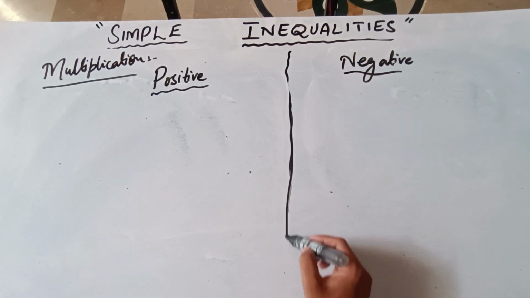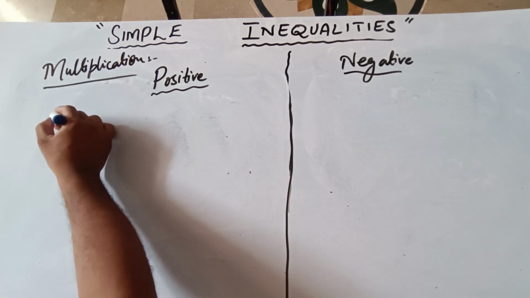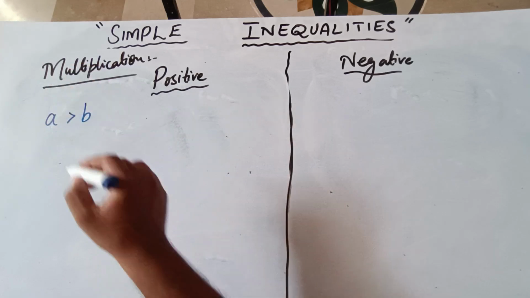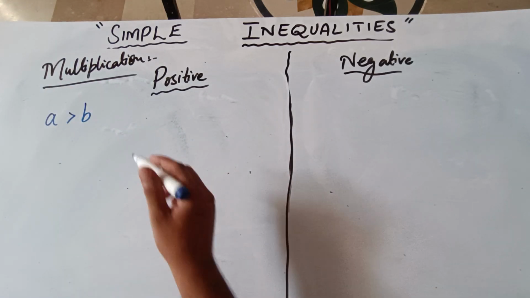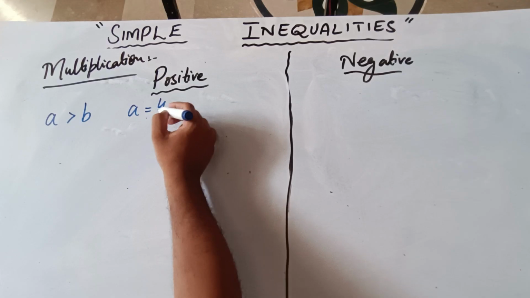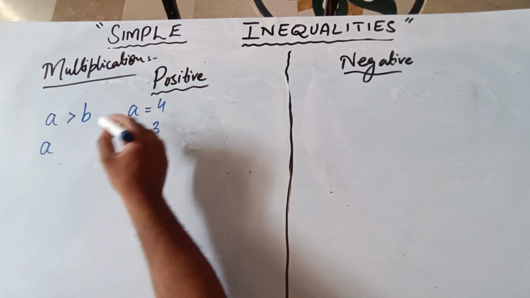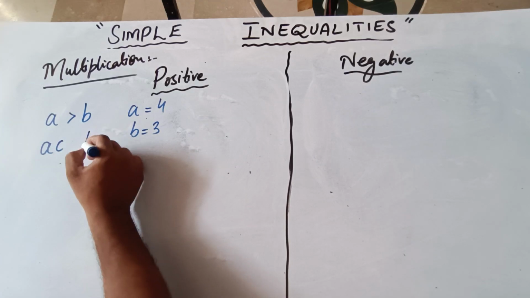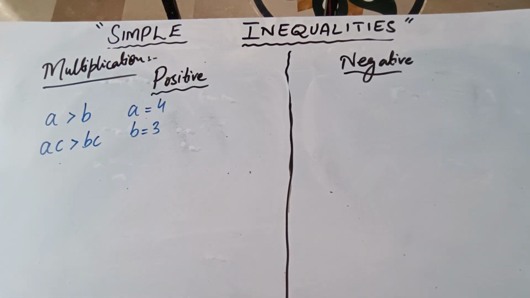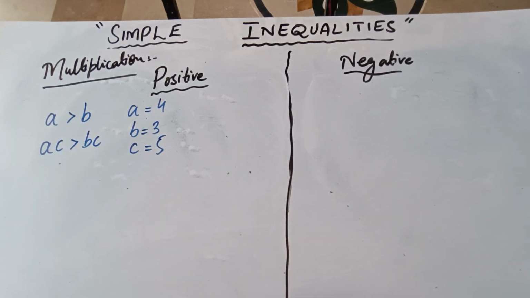So now let's see what will happen. If the original inequality is A is greater than B, let's take the values of A and B. A is 4, B is 3. If we multiply by a positive number on both sides, AC and BC, the inequality sign will remain the same. Now let's take any positive number C, which is 5.